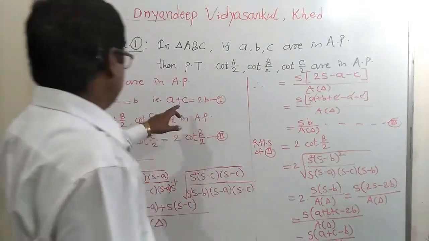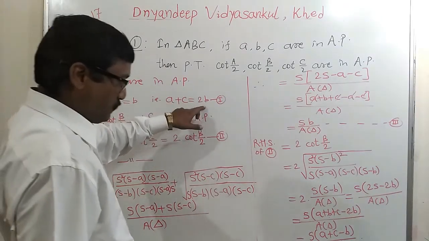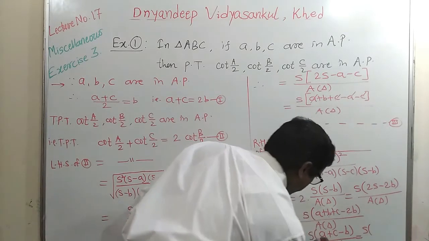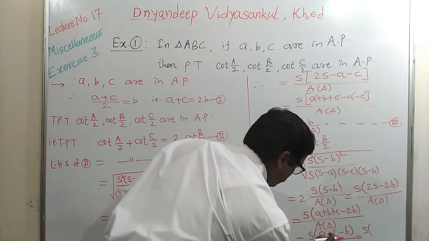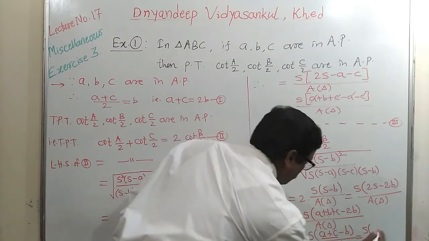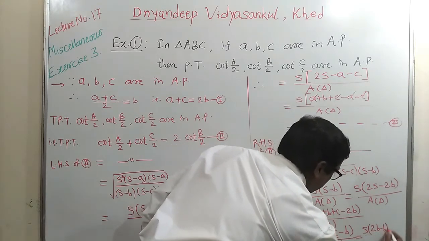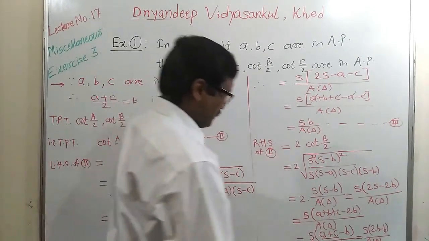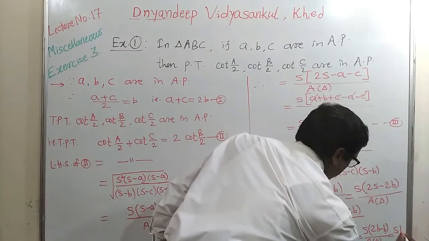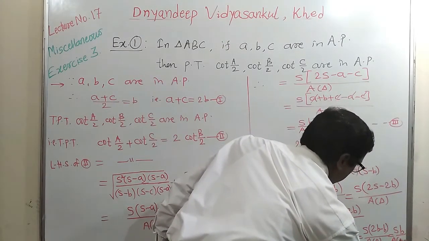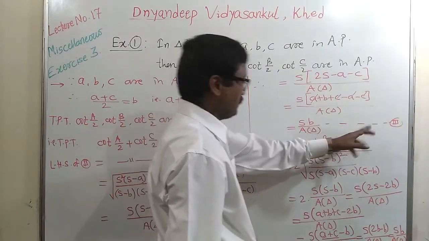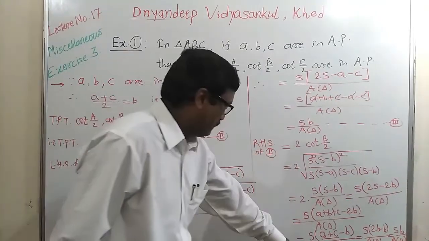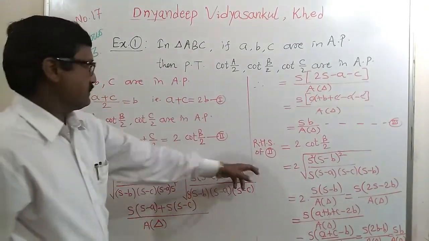Now what is a plus c? At this stage, by the first equation, a plus c is nothing but twice b. Putting that, we get s into twice b minus b upon area of triangle, and twice b minus b is nothing but b, so s into b upon area of triangle, and it is similar to result 3. So this one is result number, suppose, 4. So from third and fourth, this LHS and RHS are equal.